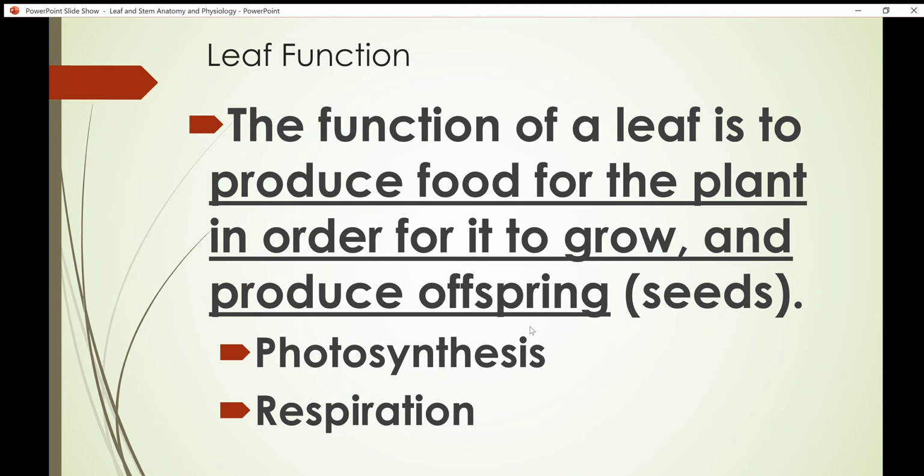So think of it this way. You eat a lot of spaghetti before a basketball game or any sort of physical activity. That's your photosynthesis. And while you're doing that physical activity, that's your respiration.